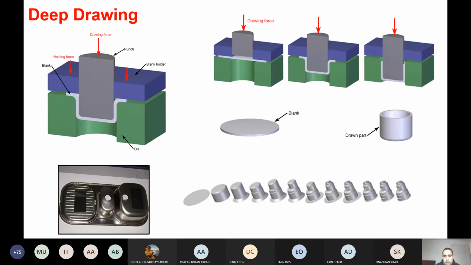Deep drawing is also a very popular production method for sheet parts. Here we have a die, we have a punch, and we have a part holding the sheet material, which is called the blank holder. So what happens? This punch pushes the sheet material into the die cavity, and then at the end you will get a hollow part with the same shape as the punch. And this can be repeated in several steps to produce complicated geometries. And even these sinks in our houses are also deep drawn.